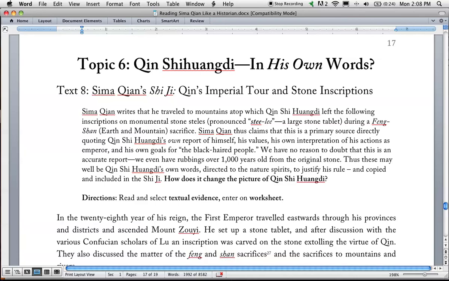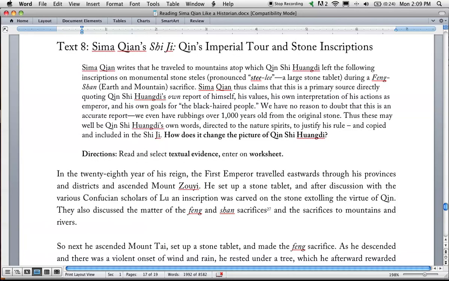wrote about himself. He carved these words into stone on top of Mount Tai and on top of another mountain. And Sima Qian got rubbings of them and wrote them down. We have rubbings that are over 2,000 years old from these things, so we know that they exist. They're corroborated. And the really interesting thing here is, after everything that you have read, Sima Qian saying about Qin.